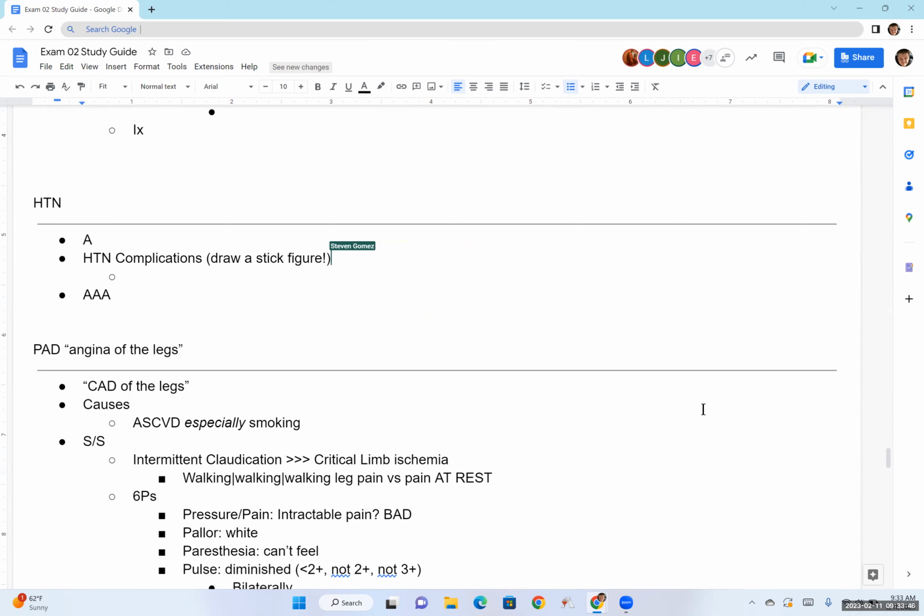How do you assess eye damage? A fundoscopic exam, not a fundus exam, right? We're looking at your eyes right now, right?